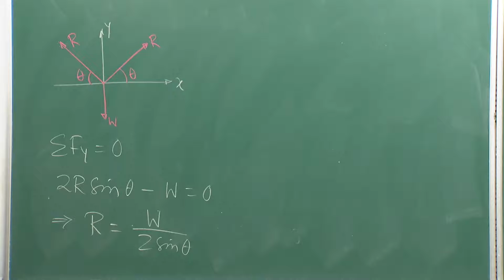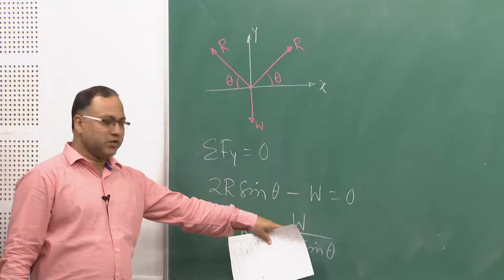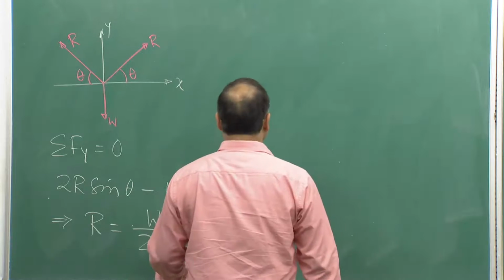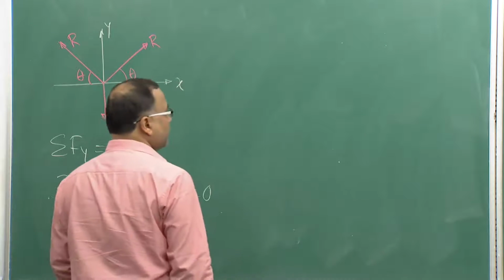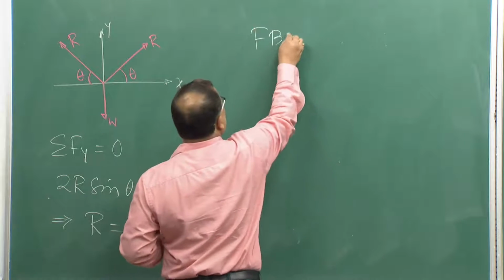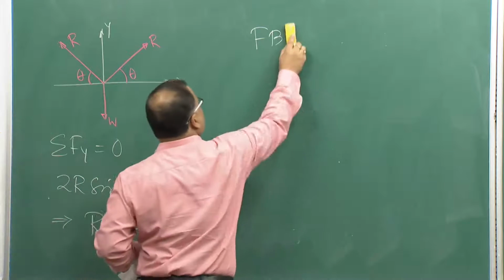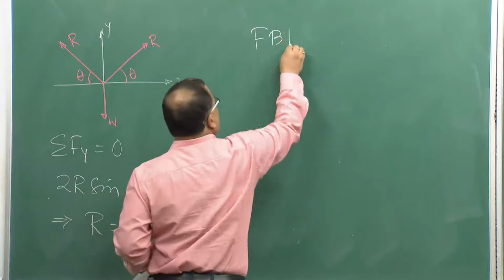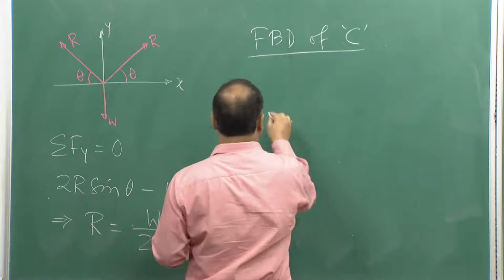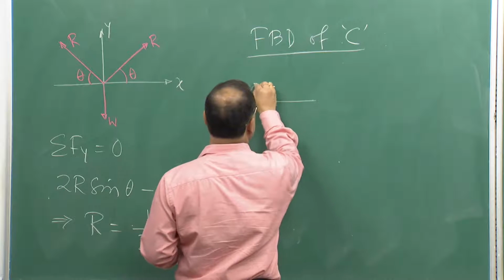Okay. So, the reaction force can be expressed in terms of the weight of the cylinder. Now, we will consider the free body diagram of cylinder B and cylinder C. So, first we will consider the free body diagram of cylinder C, FBD of C. So, say this is the tabletop and your cylinder C is here.